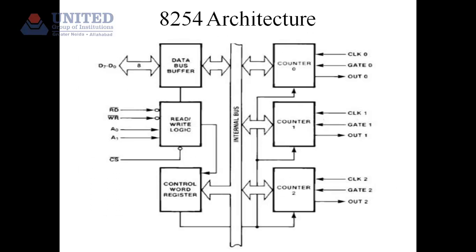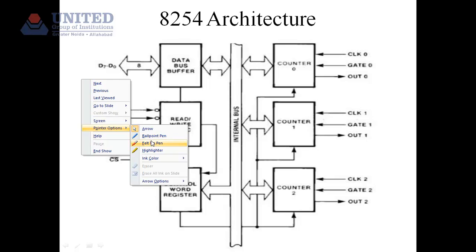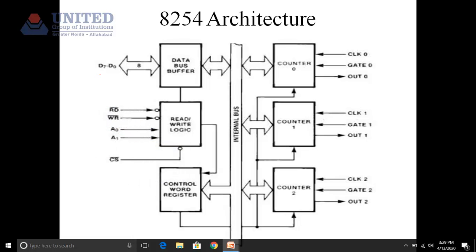Now coming on to the basic architecture of 8254. The basic architecture of both the ICs is the same, so this diagram applies for 8253 as well as 8254, right? Now, when we see the basic operation, over here this is the first counter, known as counter 0. This is the second counter, known as counter 1, and this one is the third counter, known as counter 2, right? 1, 2, 3. These are the three counters.